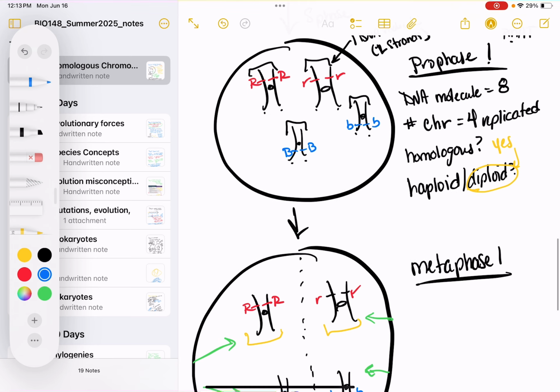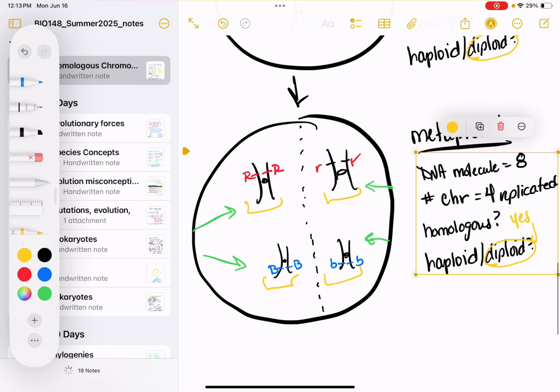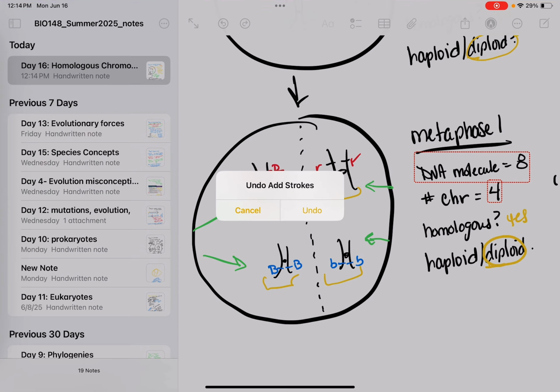Now I'm going to ask the same questions that I asked earlier. Copy those, bring them down. So my number of DNA molecules hasn't changed. I'm still at 8 DNA molecules. I'm still at 4 chromosomes. I still see homologous chromosomes, so I'm still diploid, okay?